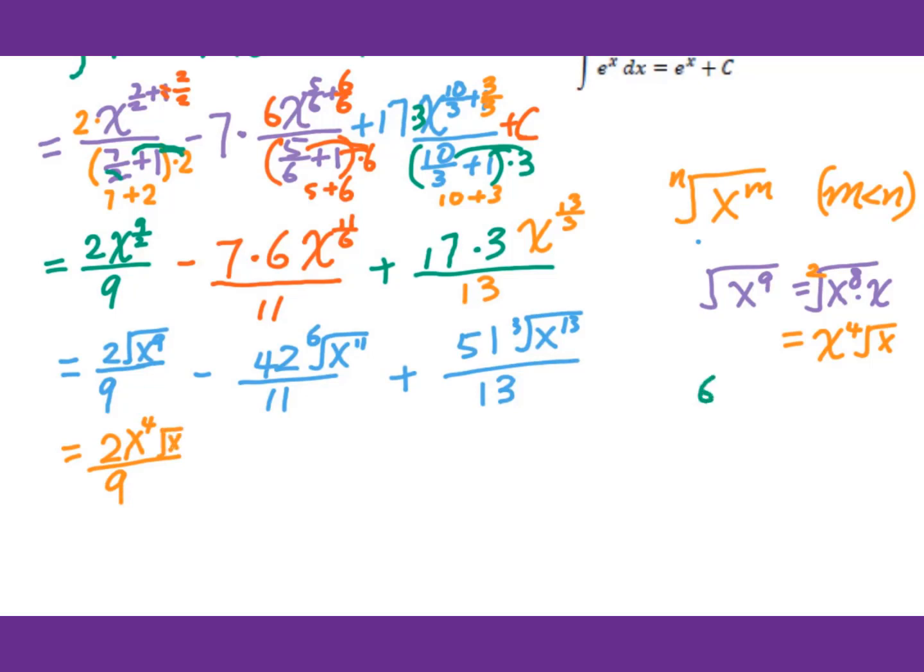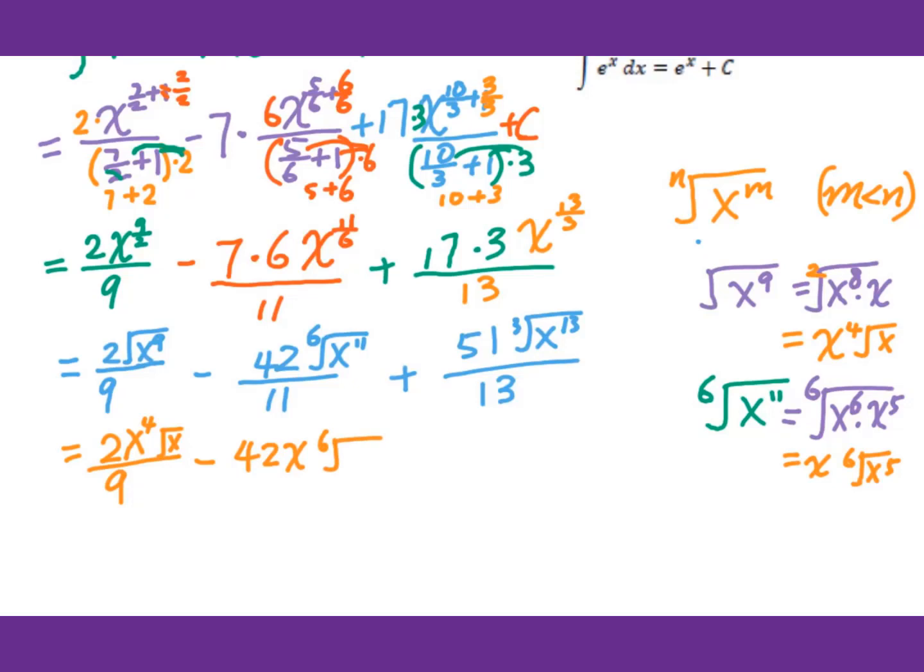For the 6th root of x to the 11th power, it equals the 6th root of x to the 6th power times x to the 5th power. Then you will get x out, then the 6th root of x to the 5th power. So you have minus 42 x 6th root of x to the 5th power over 11.